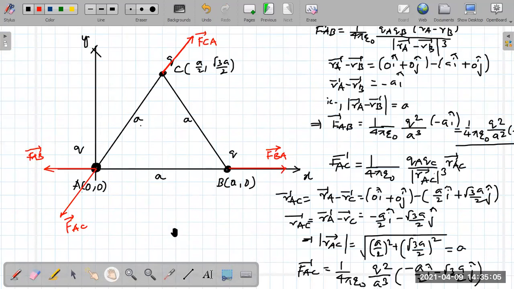In the given diagram, can we calculate the net force on A? Because there are two other charges. Force on A due to B, we calculated. Force on A due to C, we have calculated. If you want the total force on A, in the presence of C and B, what do we do? We simply use the superposition principle.